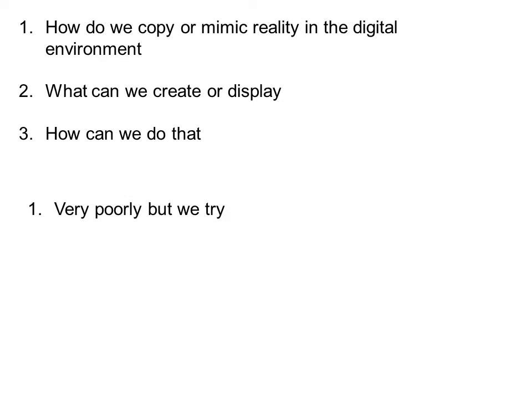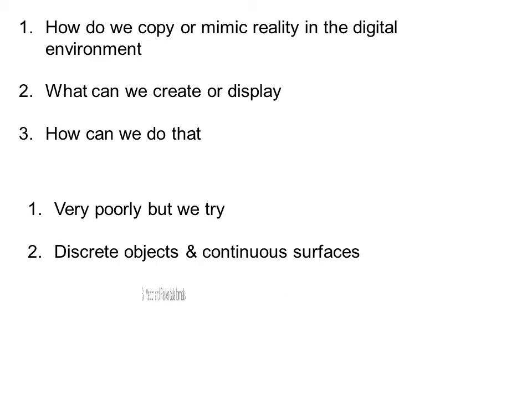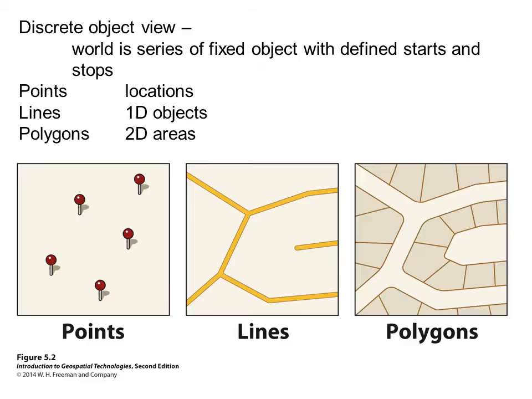So like I said, how do we do it? Very poorly, but we try. We do it by creating discrete objects and continuous surfaces, things like points, lines, polygons, elevation models, elevation surfaces, temperature layers, slope maps, these sorts of things. And how can we do that? We can do it by creating vector and raster features in these vector and raster data formats. So let's look at some of these in a little bit more detail.